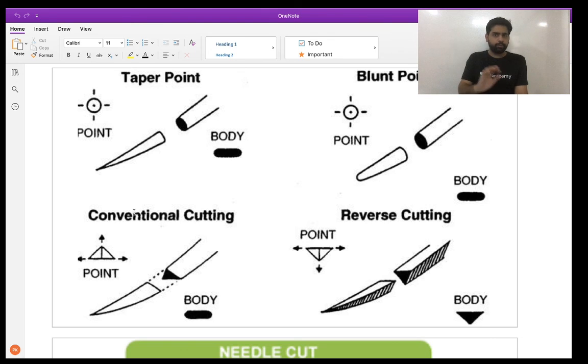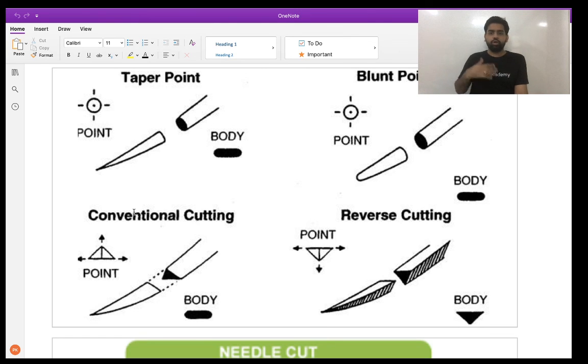What about the taper point? We'll talk about the taper point. Now let us talk about the blunt point. Where will you use a blunt point? Wherever you have a soft tissue to enter. What are the soft tissues where sutures can be taken? Muscles, GIT. If you want to take a suture over here, you will use a blunt point needle. Please understand this.